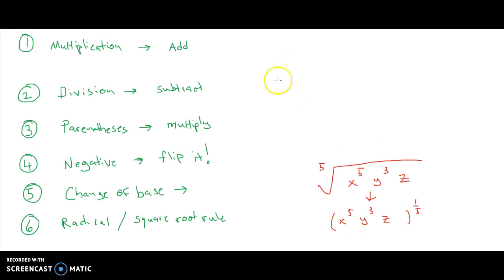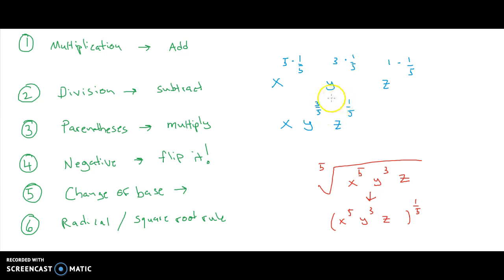So that would be x to the 5th times 1/5, and then we'd have y to the 3rd power times 1/5, and z, even though it's not written, it would be z to the 1, right? Times 1/5. And then we'd simplify this. Well, 5 times 1/5 is just 1, so that's just x. 3 times 1/5 is 3/5, so we just write that down. And then z, 1 times 1/5, well, that's just 1/5. And there we have it.